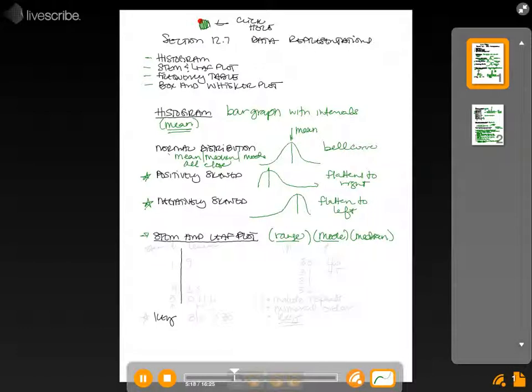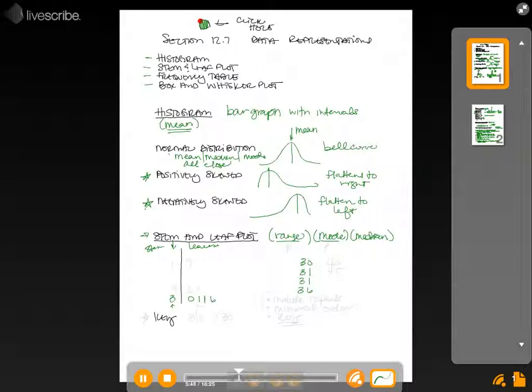Now for a stem and leaf plot, what you do is you have stems on the left and leaves on the right. And you represent numbers. Say we have the number 30. You would represent it as 3, 0. And then if we had the number 31, we already have our 3, and then we put a 1. If we have a repeat, we put another 1.